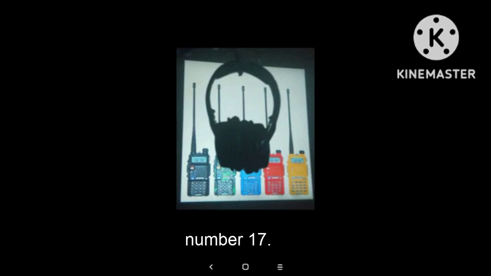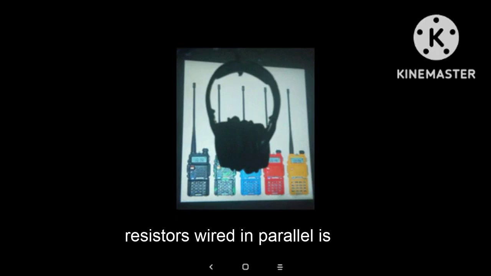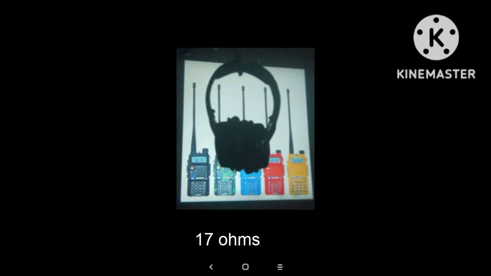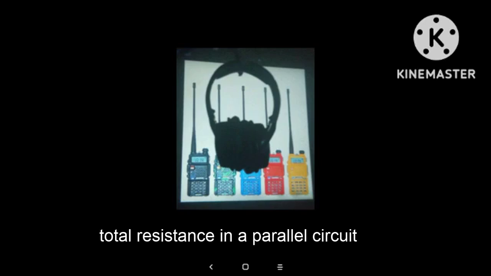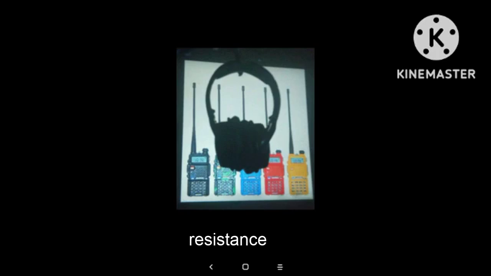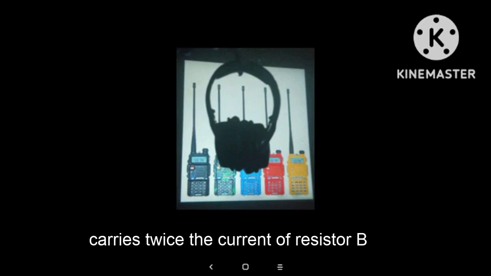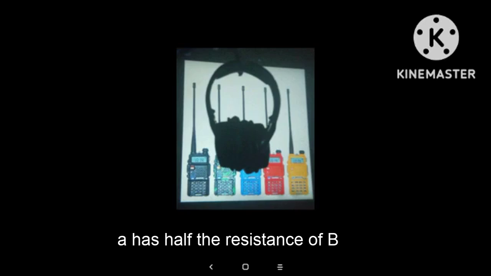Number 17. Power is expressed in watts. Number 18. Total resistance of 4 68 ohm resistors wired in parallel is 17 ohms. Number 19. Total resistance in a parallel circuit is always less than the smallest resistance. 20. Two resistors are in parallel. Resistor A carries twice the current of resistor B, which means A has half the resistance of B.